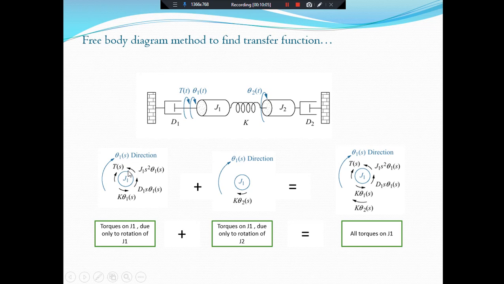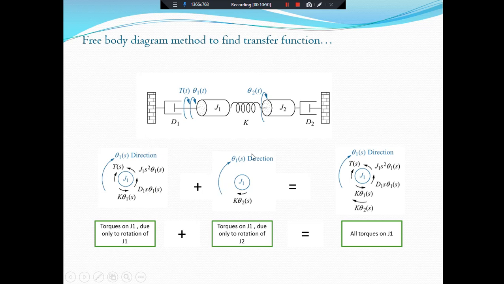The other forces, or resistance forces, or impedances: what types of impedances are acting at this point? There will be three impedances: one due to this inertia J1, one due to this D1, and the third due to the spring K. Now we will write the equations of these three impedances in the frequency domain. This is the torque on J1 due only to the rotation of J1.